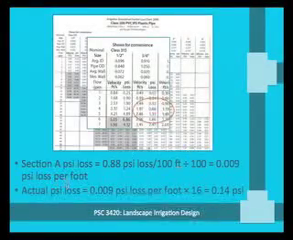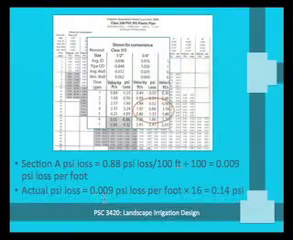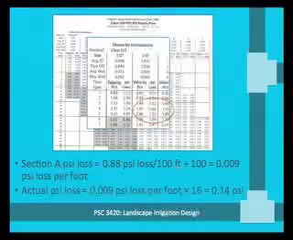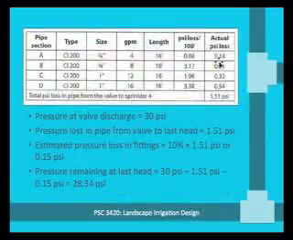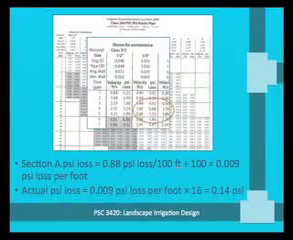So for that calculation, you would simply take the 0.88, divide it by 100. You end up with 0.009 PSI loss per foot. You multiply that 0.009 PSI loss per foot times 16 feet and end up with a PSI loss of 0.14 PSI. So backing up here, again, that is where this particular number comes from, and you would go through that process with each of the sections of pipe.